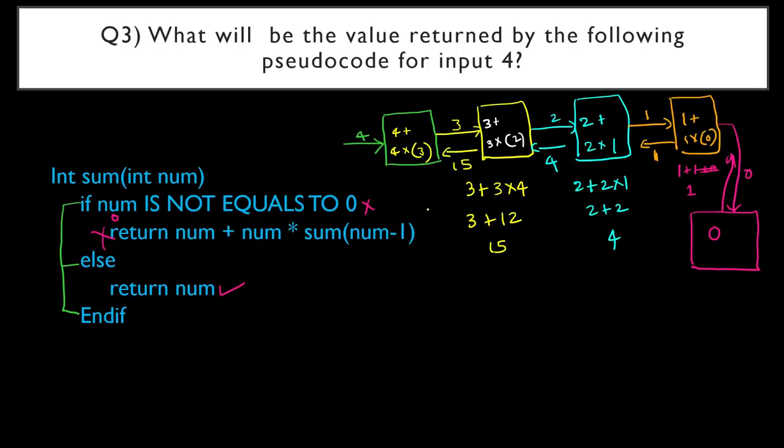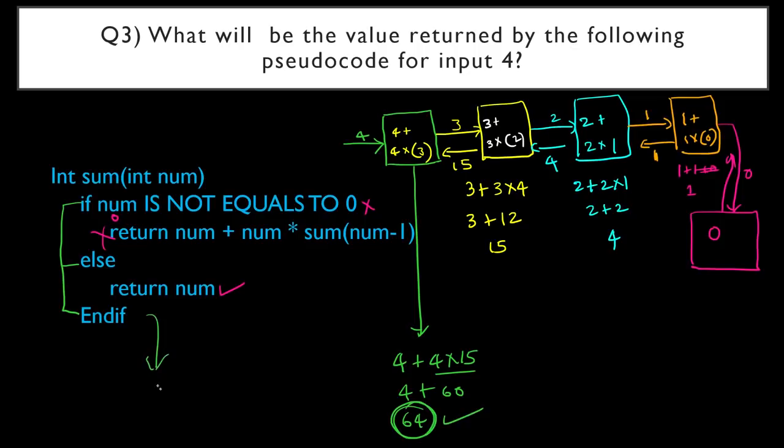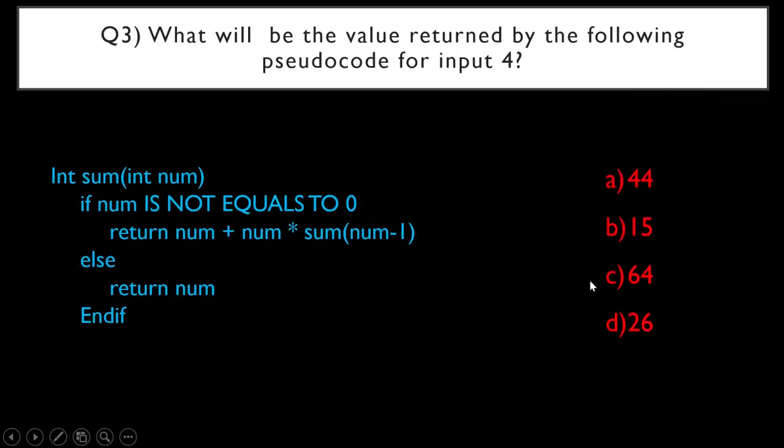Now when it returns back 15, this will become 4 plus 4 into 15. That is nothing but 4 plus 15 into 4 is 60. The final answer will be 64 for us. That will be returned by this function. So if you take a look at the options here, option C 64 is the correct answer.